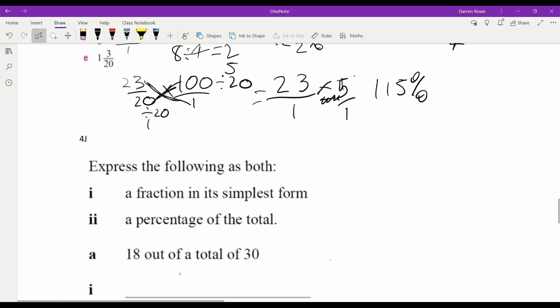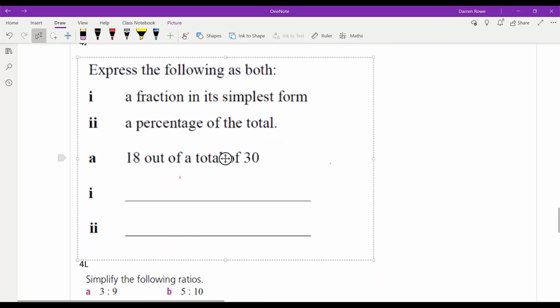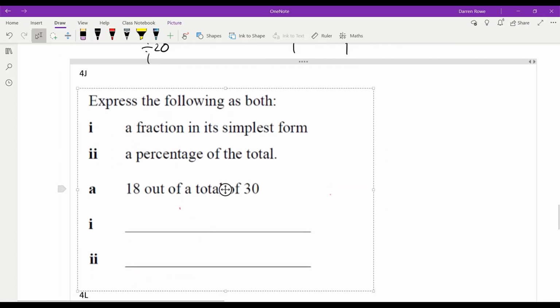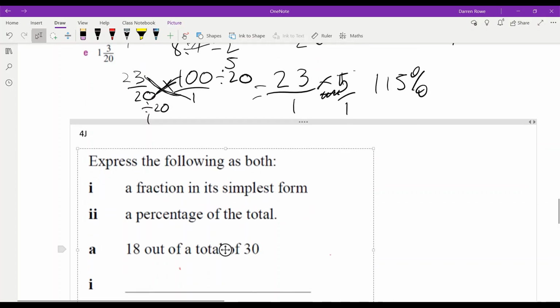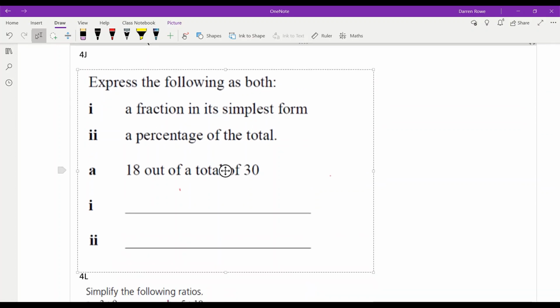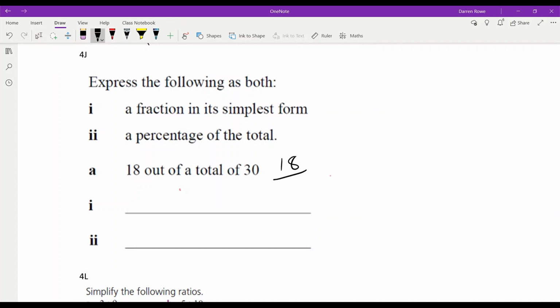That's what it is. Alright, express the following as both a fraction of the simplest form and a percentage of the total. So 18 of a total, this is from 4J now, 18 of a total of 30. So 18 over 30, what can they divide? Can they divide by 18, both of them? No, they cannot. The next factor down is 6. Let's say divide by 6 equals 3 over 5. Done.